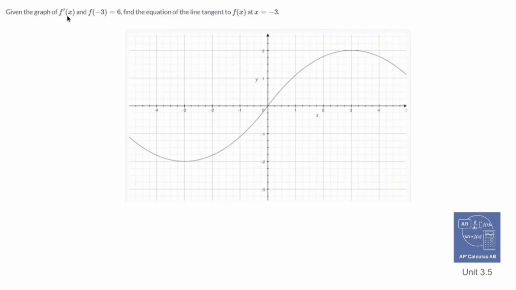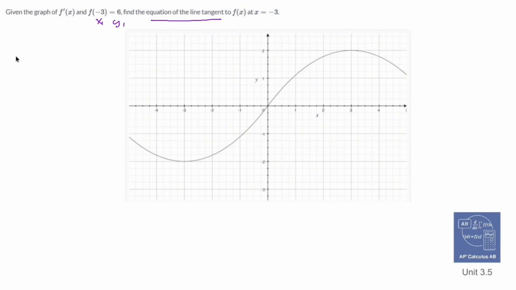Given the graph of f prime of x, and we know that f of negative 3 equals 6, find the equation of the line tangent to f of x at x equals negative 3. All right, so the equation of a tangent line involves finding the slope, the derivative, and then also using a point. This is my point right here. That's my x sub 1, y sub 1.